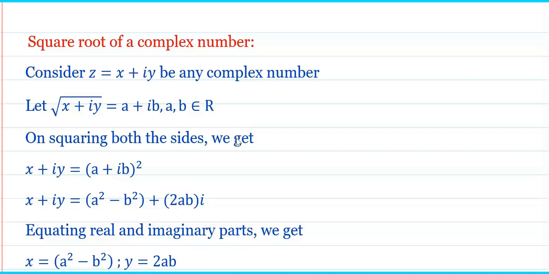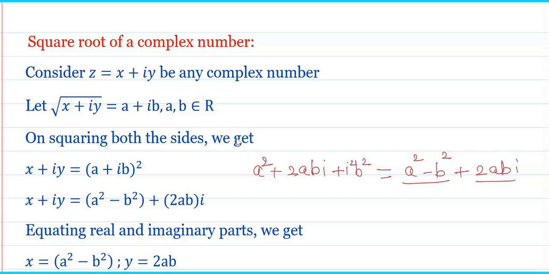If we expand this, you will get a square plus 2abi plus i square b square. Again, here this is a square, and i square means minus 1, so that is a square minus b square, plus 2abi. This is the real part and this is the imaginary part.